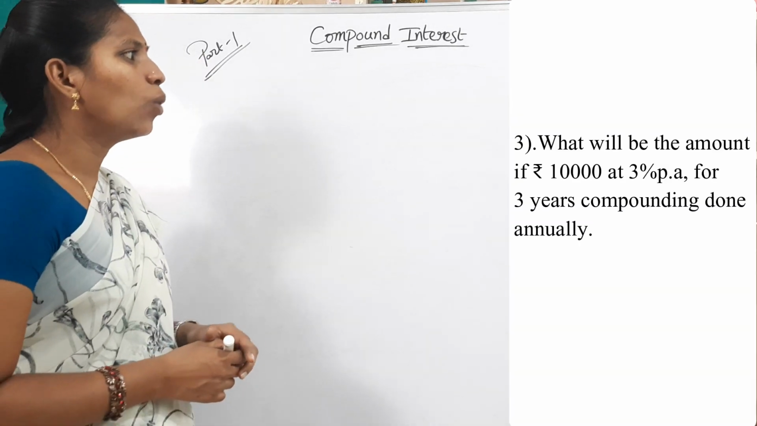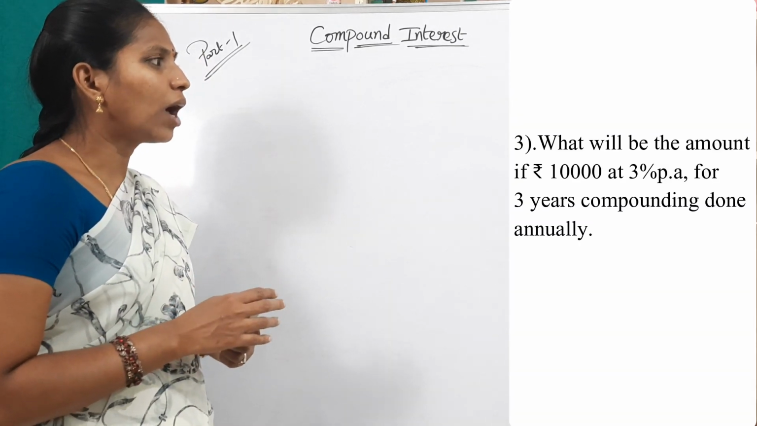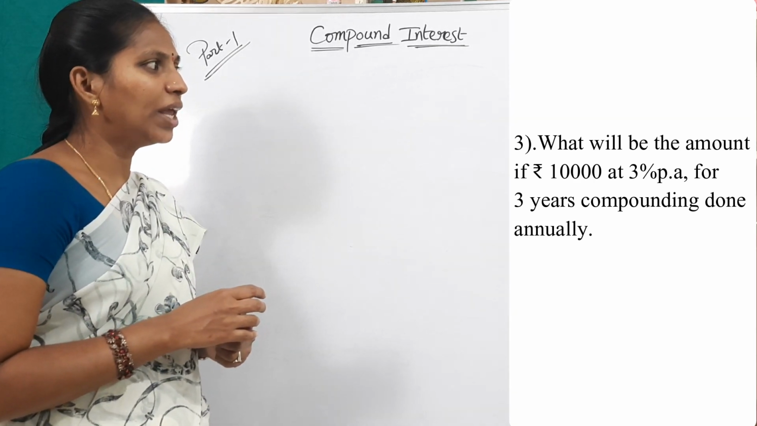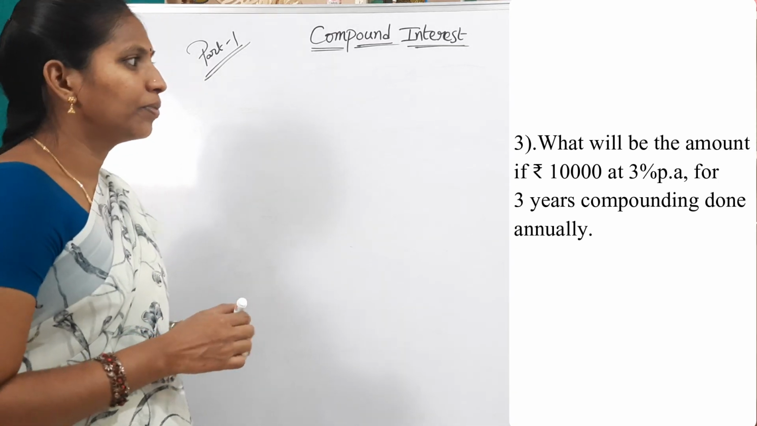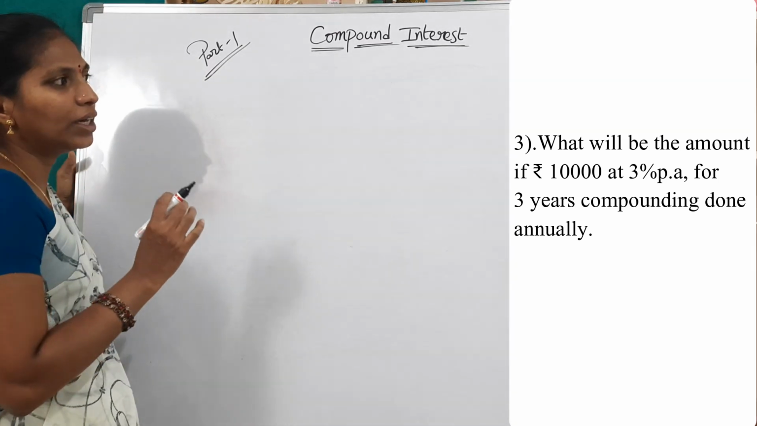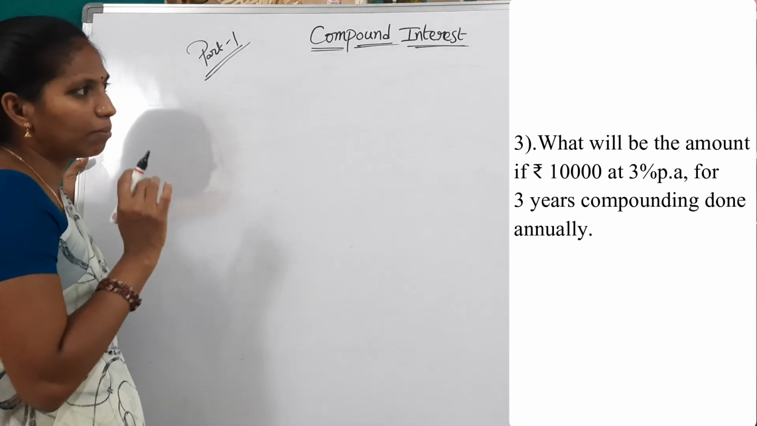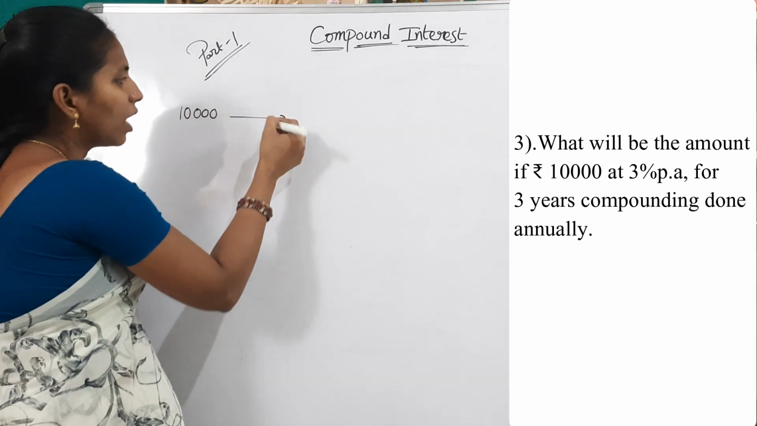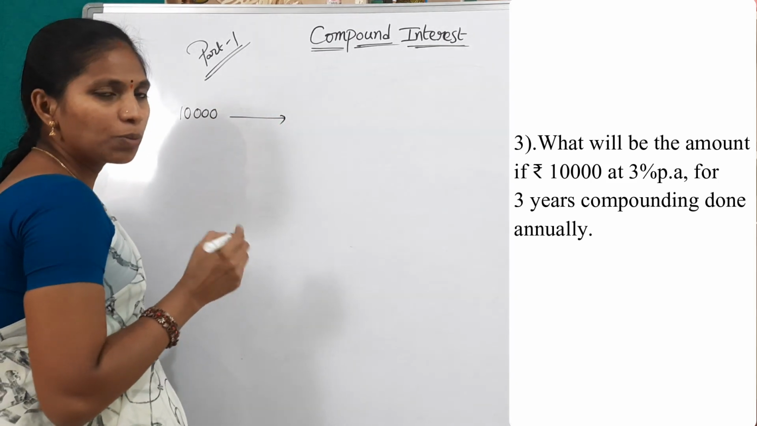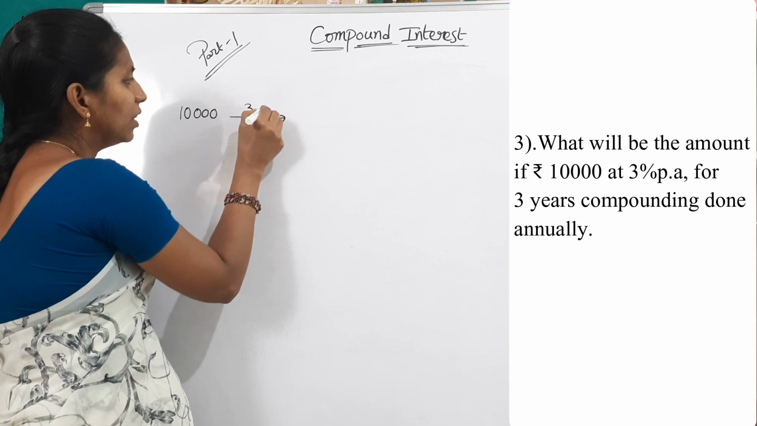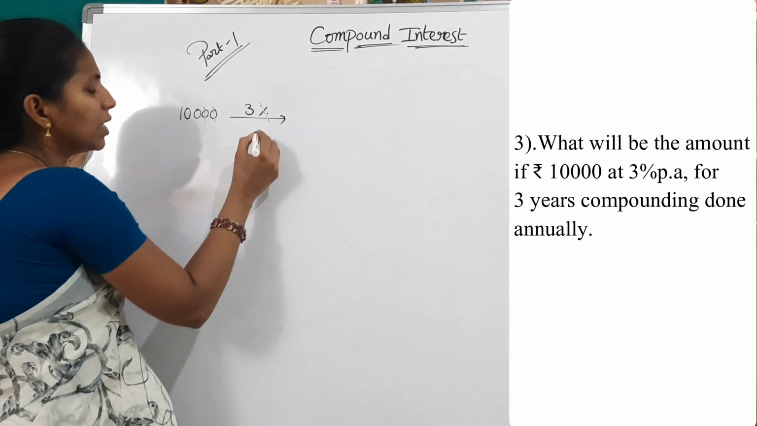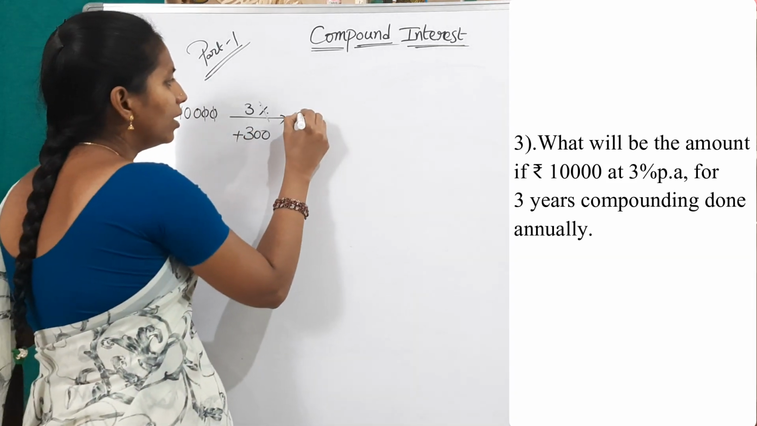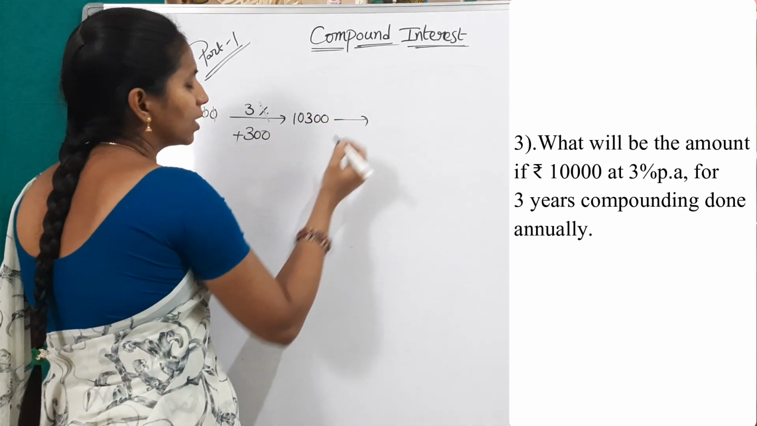Now see third question. What will be the amount if 10,000 rupees at 3% per annum for 3 years compounding done annually? Here we have to find out amount, not compound interest, amount. What is the principal? 10,000 rupees. On this 10,000 rupees, what is the rate of interest per annum? 3%. What is the result? 300. Add this 300 to this 10,000. Then 10,300 is the result.